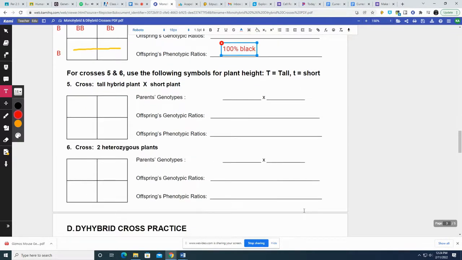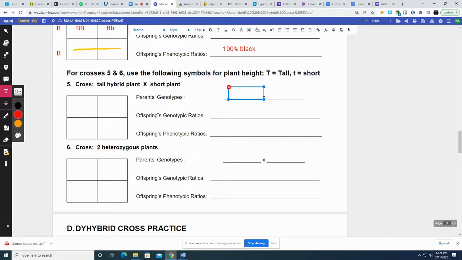Big T is for tall, little t is for short. So here we go. Step 1, find the genotype of the parents. And the first parent is tall hybrid. He's a tall hybrid plant. If you know what hybrid means, you got a chance. If you don't, it's time to go eeny, meeny, miny, mo, and try to get lucky. Here we go. Hybrid means different.